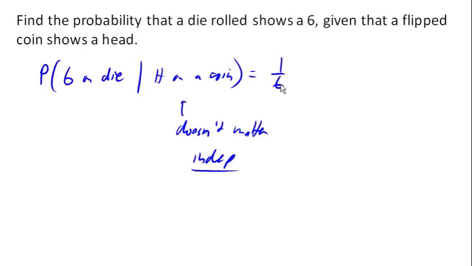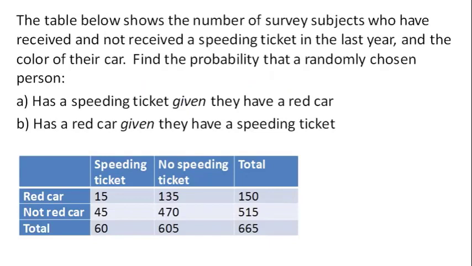Let's look at one more case now. Let's look at a table of values here. These are the speeding ticket folks. So let's find the probability that they have a ticket given that they have a red car.